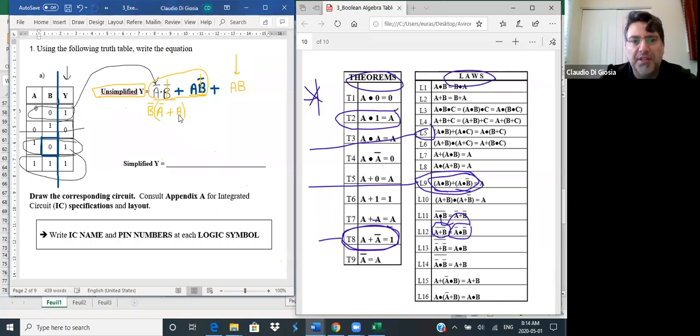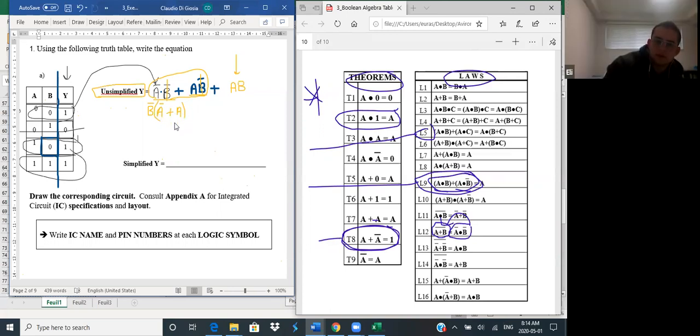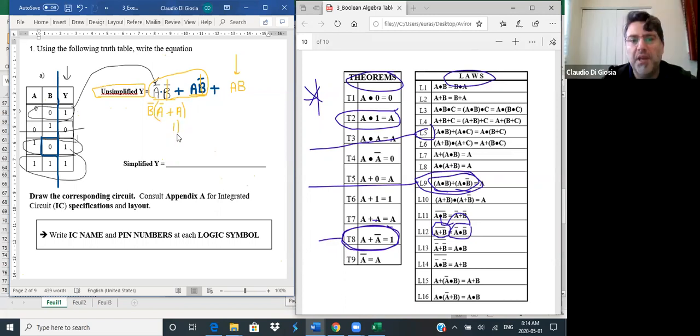Look, I have A naught plus A. Is there a theorem where I can simplify this? Yeah, T8, where this becomes a 1. And I showed you why it becomes a 1. If you were to draw the OR gate, if A is a 0, well, A naught is a 1. If A is a 1, you have one input that's a 1 for an OR gate, so the output is a 1. So I'm going to multiply that by B naught. I still have my B naught here.